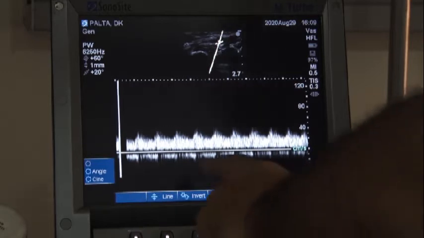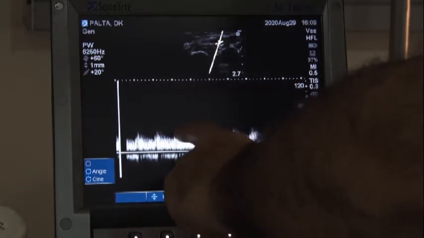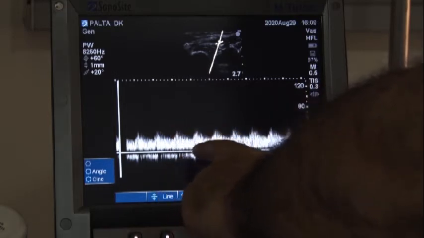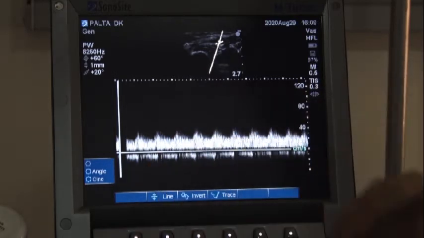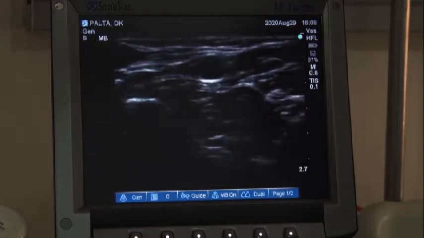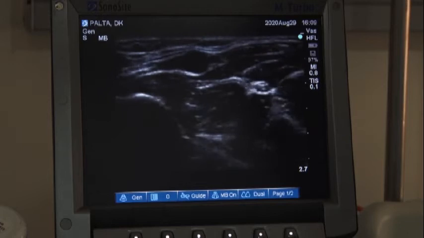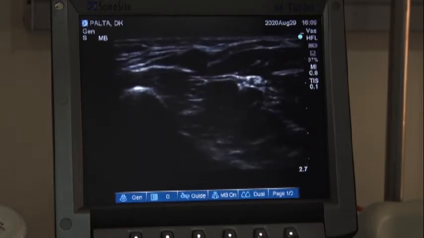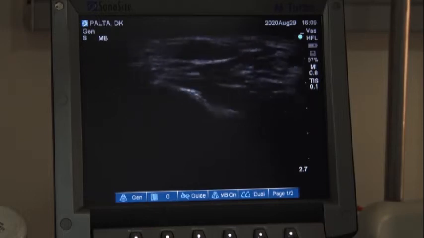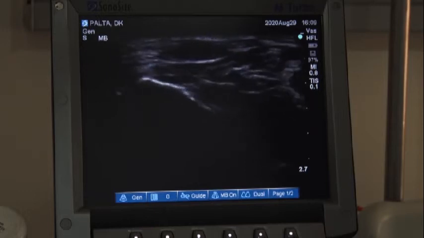There is good flow in the systole and the diastole. The blood is flowing in the systole and in the diastole. There's a triphasic flow. Nice calibered radial artery. I am going down, down, down, till I screen it to the anastomosis.